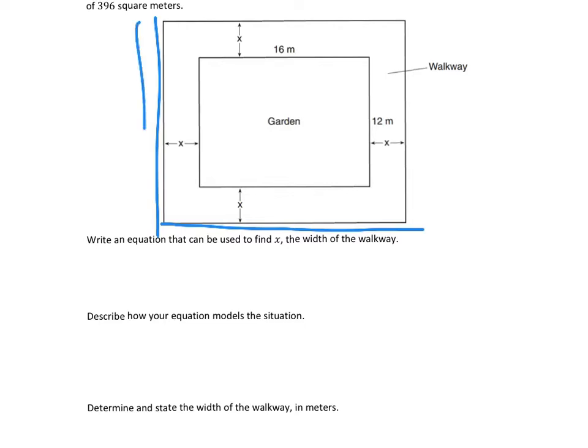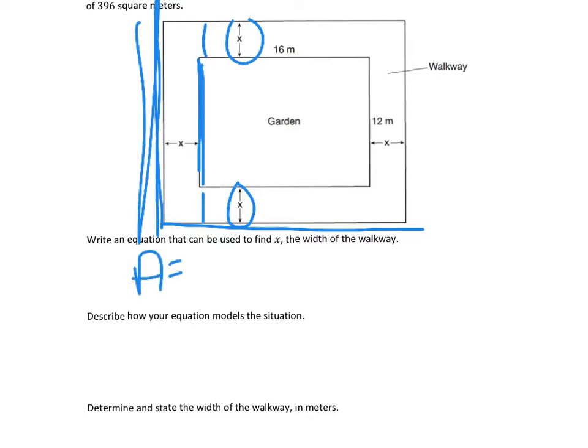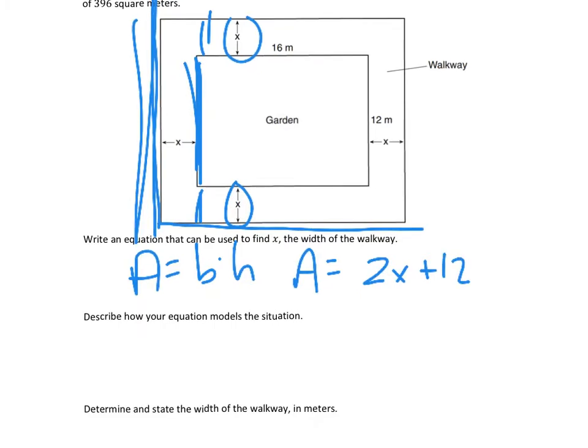So I'm looking for this dimension here. It sounds like I already know that this is 12. So I need to add on what is this and what is this. Well, that's X and X. So area is length times width, or base times height, either one. So area equals the base, one of the two dimensions we just said was 12 plus X plus X. Well, let's make that 2X plus 12, so we're putting it in standard form.